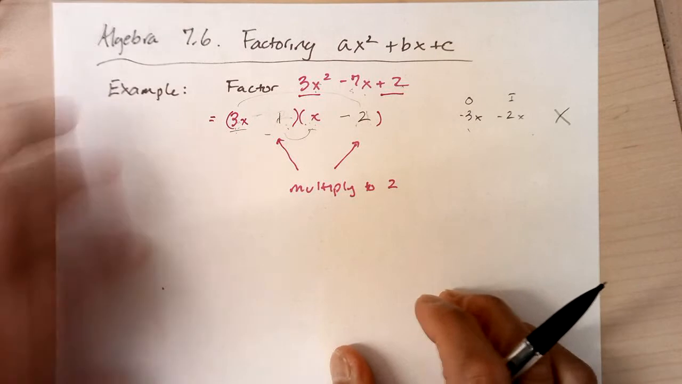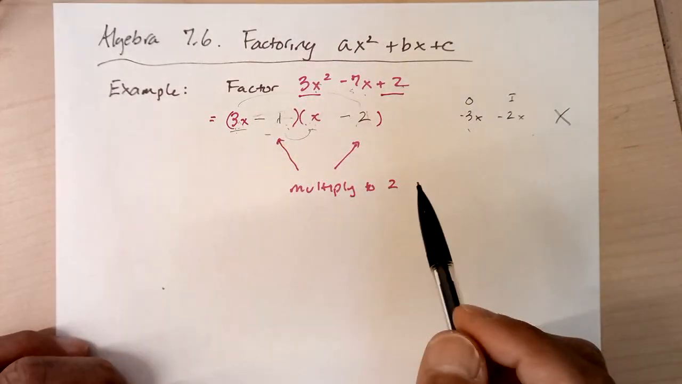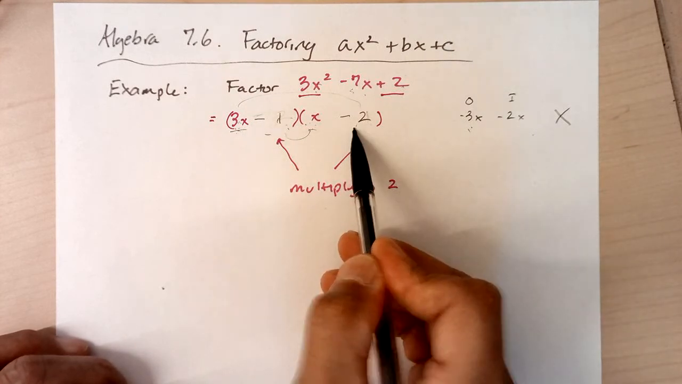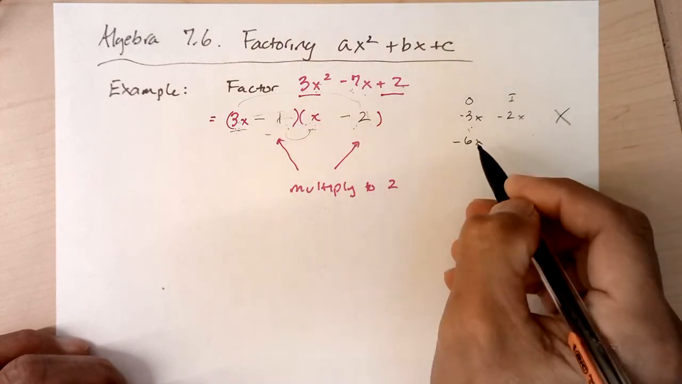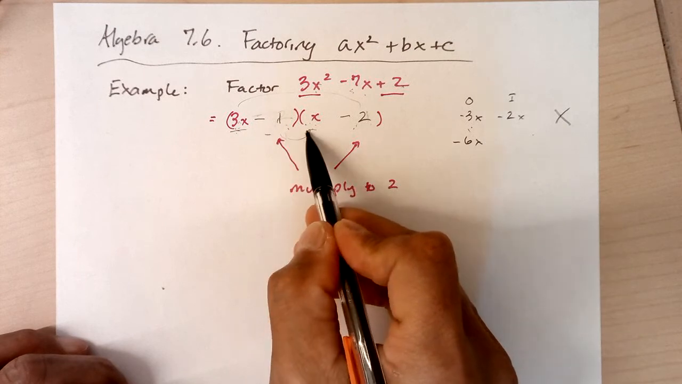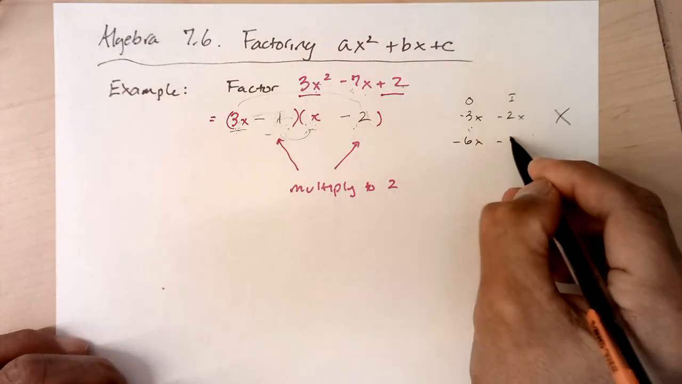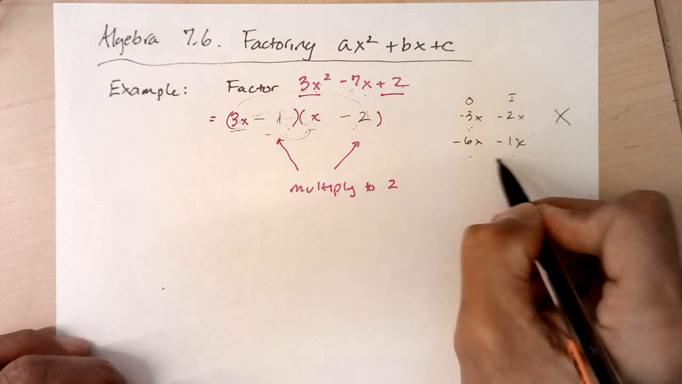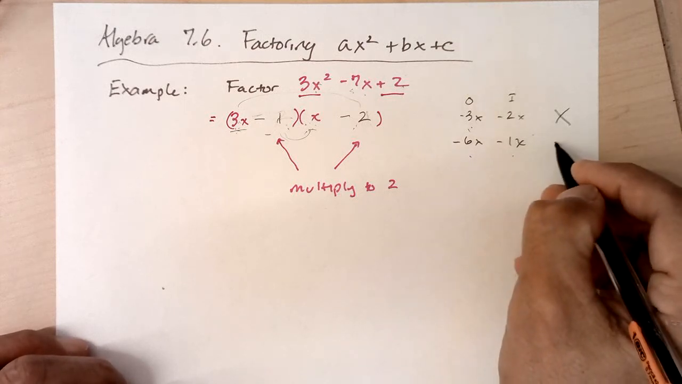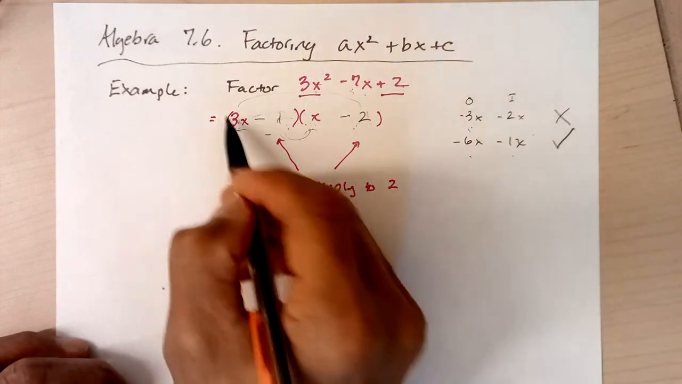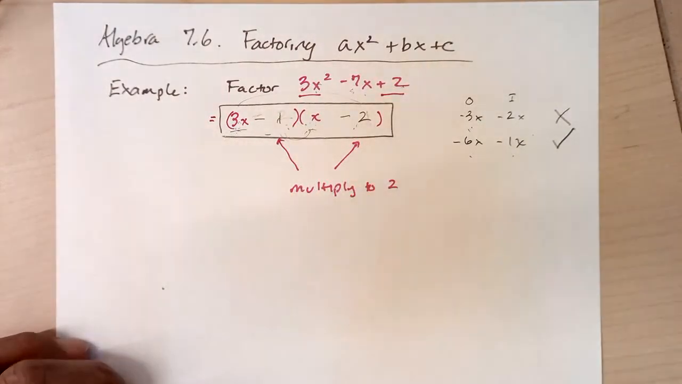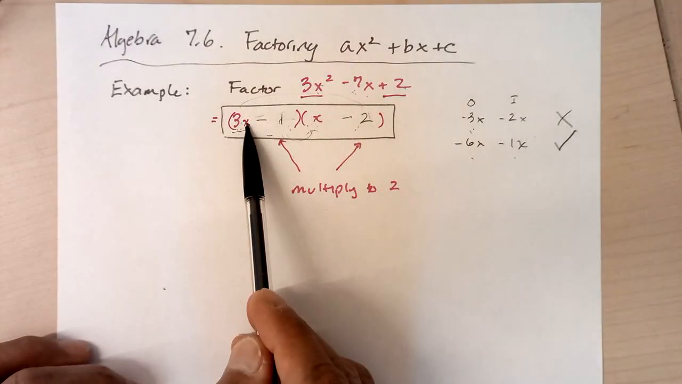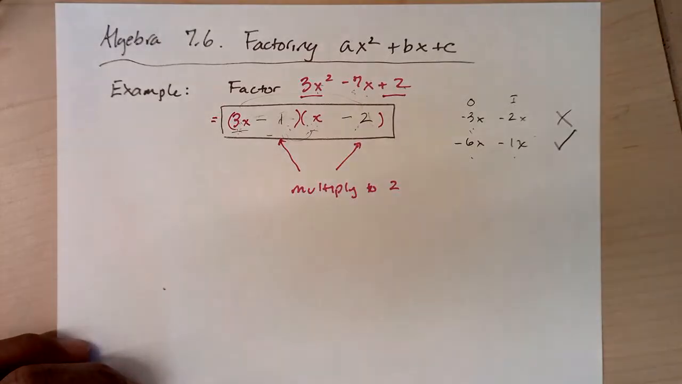Negative 1 and negative 2 now. Outside of FOIL, 3x times negative 2 is negative 6x. Then negative 1 times x is negative 1x. If I add those together, negative 6x minus x is negative 7x. That does work, so this is the correct factorization. 3x squared minus 7x plus 2 factors into 3x minus 1 times x minus 2.